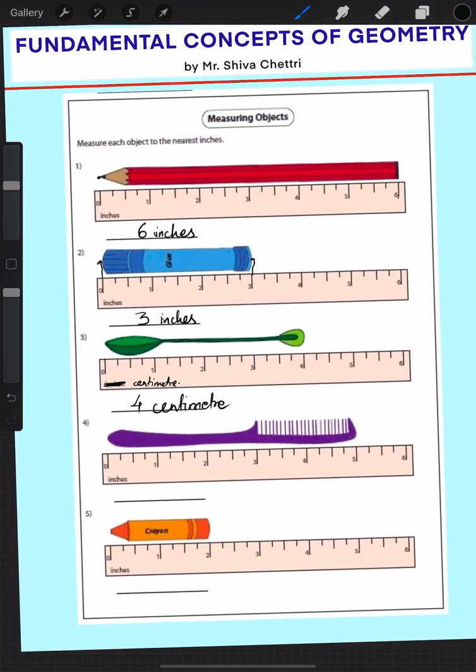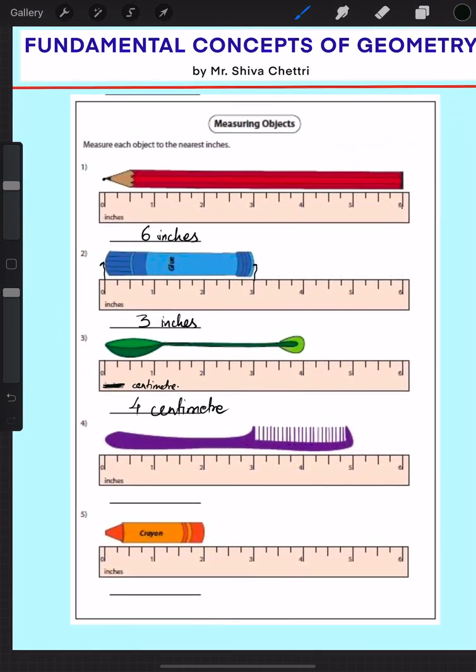Again here, it starts from 0 and ends at 5, we write 5 inches. Again it starts from 0 and ends at 2, that we write 2 inches.